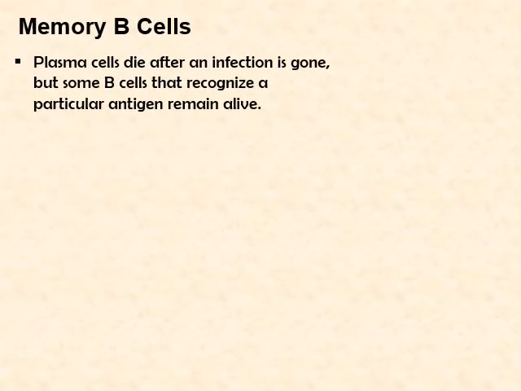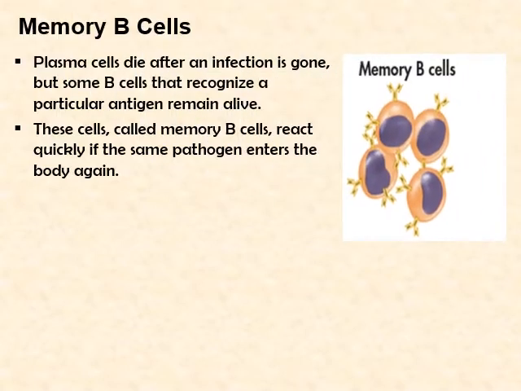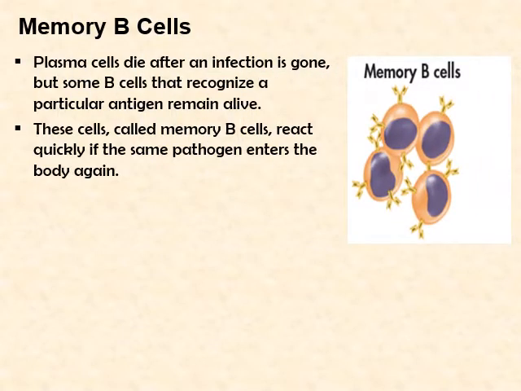The second type of B cell is known as the memory B cells. Plasma cells die after an infection is gone, but some B cells that recognize a particular antigen remain alive. These cells, called memory B cells, react quickly if the same pathogen enters the body once again. A diagram here shows the structure of memory B cells.